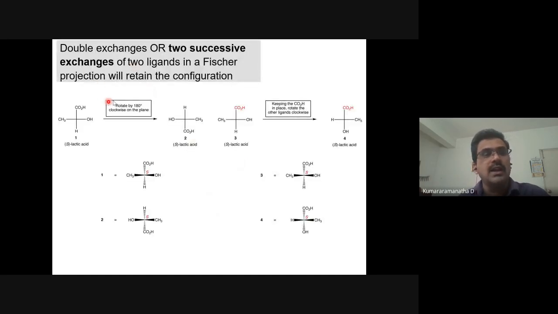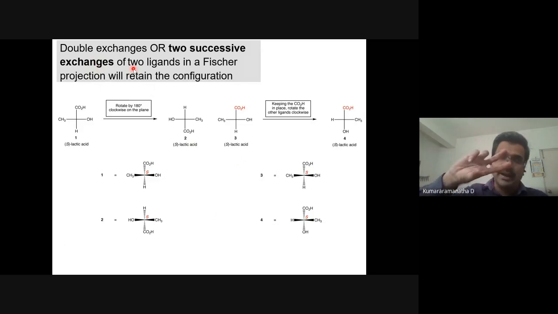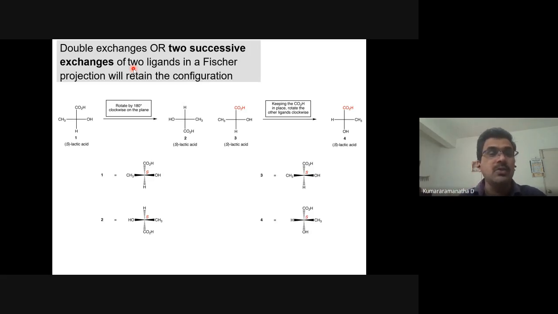Now, if you do a double exchange, so what happens? One 90 degree rotation, again 90 degree rotation, then you get retention of the configuration. Okay, so you can see that you have lactic acid. Now you can rotate by 180 degrees clockwise. So whatever COOH is there, it comes down, hydrogen goes up, and OH here will change to here. Still it is S kind of configuration. So you can see here both top and bottom. Before doing the 180 degree turn and after doing the 180 degree turn, the configuration is intact.